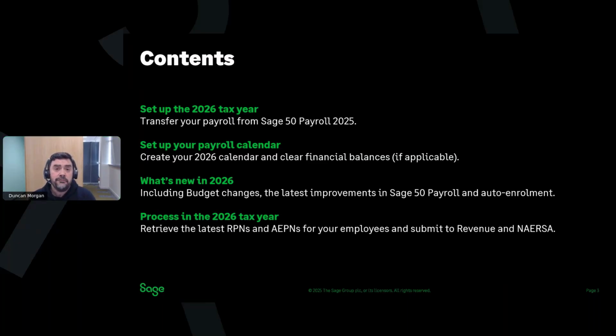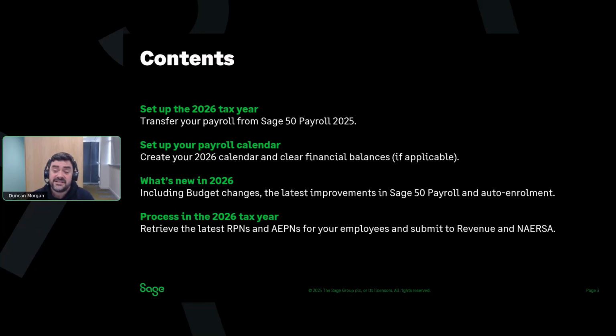So this session follows on from part 1, where we finished the 2025 tax year, and I'm going to start things off by showing you how to set up the 2026 tax year, which involves transferring your payroll data from Sage Payroll 2025. We're then going to take a look at setting up your payroll calendar, and if you have set up your financial year in payroll to run January to December, at the same time you will be prompted to clear financial balances. So we'll be explaining how you do that and what balances are cleared, as well as setting up calendars for both weekly and monthly payrolls.